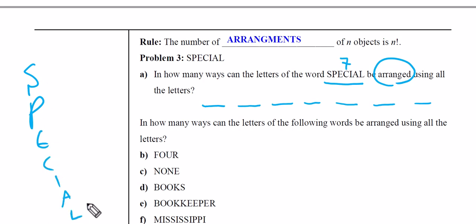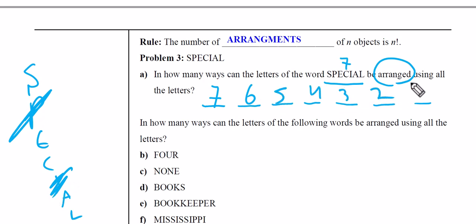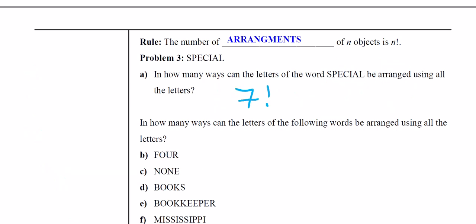So let's pick. For the first spot, we have 7 letters. And then if we use one, that's 6. And then if we use one, that's 5. And you get the idea. 4, 3, 2, 1. So essentially, instead of writing this like that, we could have just written it as 7 factorial. Okay, so that would have been an appropriate setup for problem 3, part A. And that's because the word special has all unique letters. None of the letters repeat.